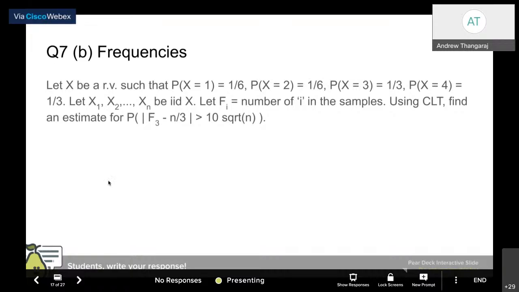Of course, part B is repeating a similar thing with CLT. Using CLT, you find an estimate for the probability of |F3 minus n by 3| being greater than 10 times square root of n.